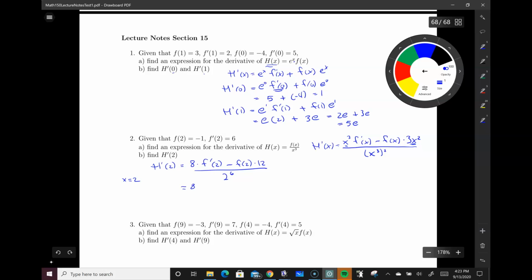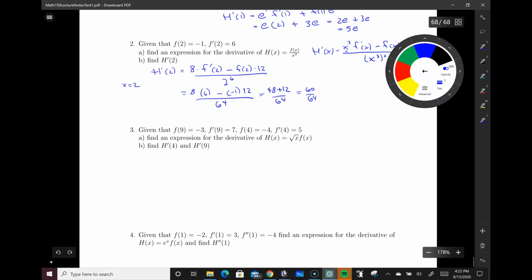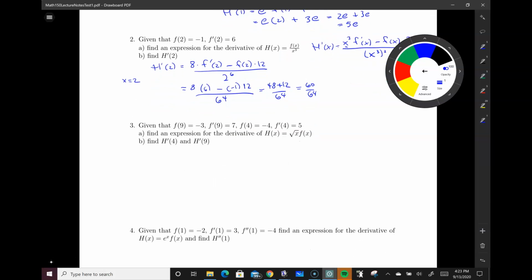So I have 8 times, now I'm going to plug in this, which is 6. f of 2 is negative 1 times the 12. This gives me 64, so I get 48 plus 12 over 64. So that's 60 over 64. I'm sure that could simplify more, but I'm just going to leave it. All right, so let's look at one more where I've got a root x times an f of x.